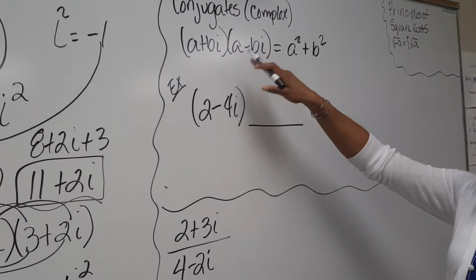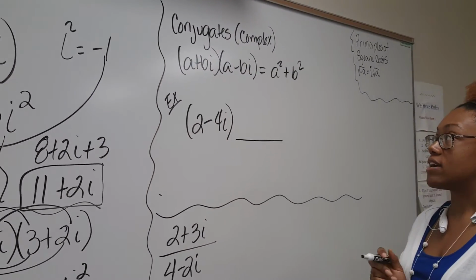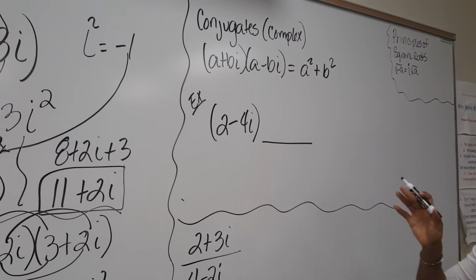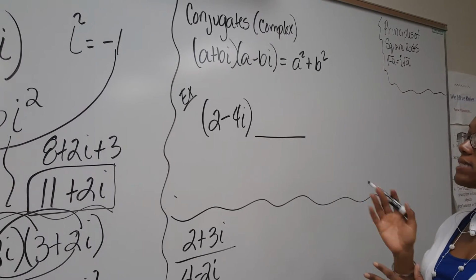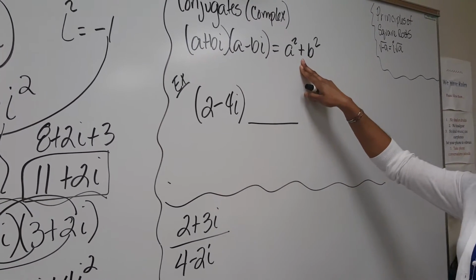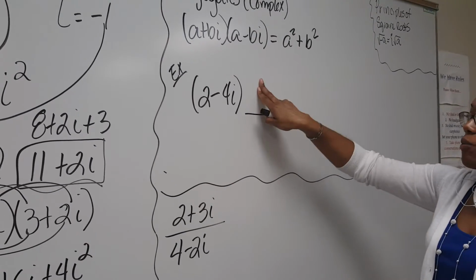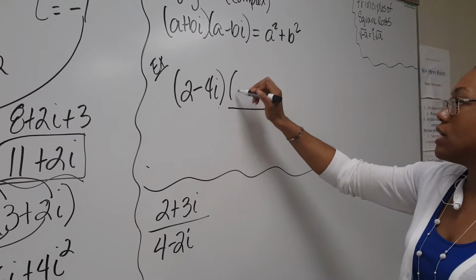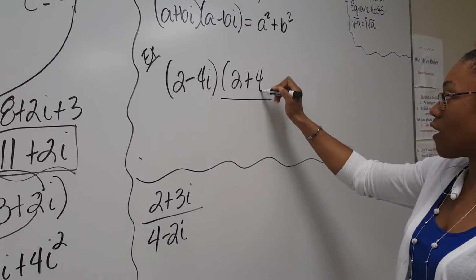Now, if we move a little further, in the previous chapters, we've talked about conjugates. Conjugates were the plus and the minus, right, having the same numbers, or just kind of like a difference of squares. But the difference in complex numbers with their conjugates is now a squared plus b squared. So obviously, what is the conjugate of 2 minus 4i? The conjugate of that would be 2 plus 4i.